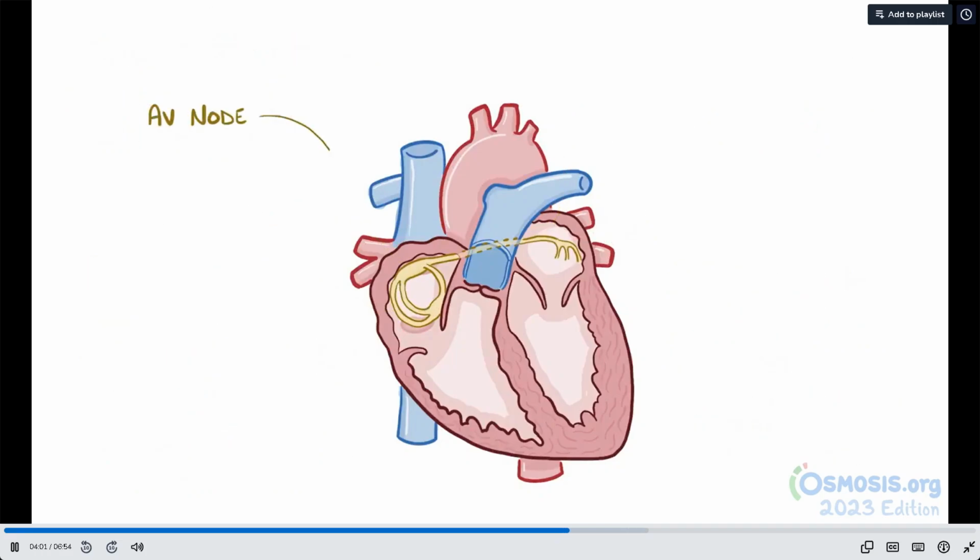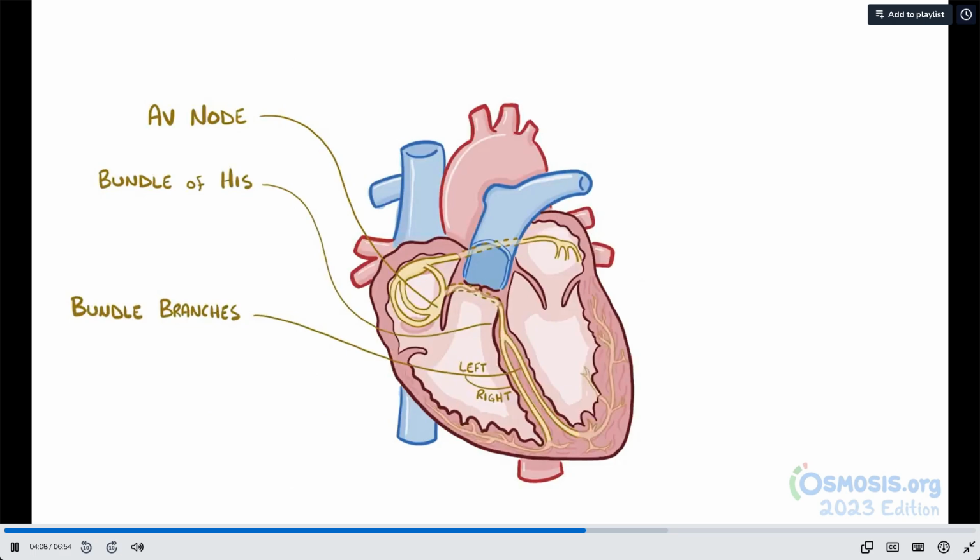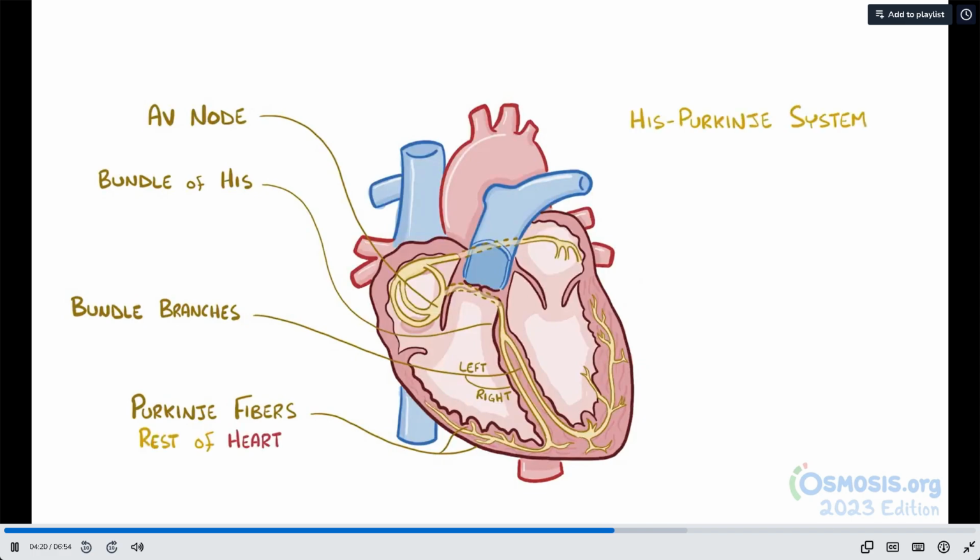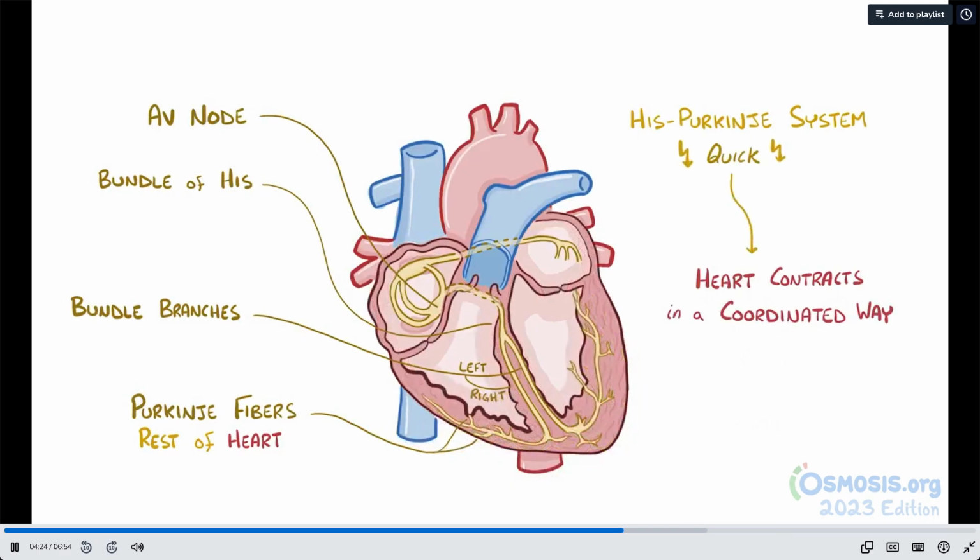From the AV node, the depolarization wave travels through the conducting system of the ventricles. First it goes to the bundle of His, and then into the left and right bundle branches and into the Purkinje fibres. The Purkinje fibres are the final bit of conductive tissue that spread the depolarization wave to the rest of the heart. The His-Purkinje system conducts the depolarization wave really fast, and this is important because it makes the heart contract in a coordinated way. If the timing was slightly off and the ventricles didn't contract all at once, blood would sort of slosh back and forth, rather than getting forcibly pushed out to the lungs and body.